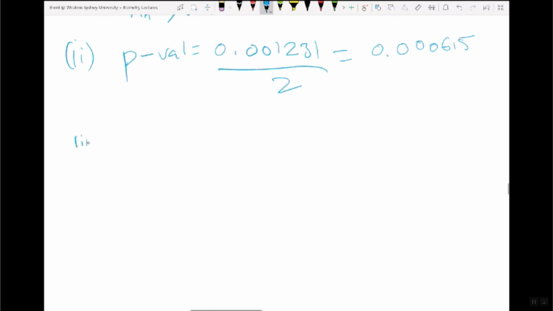Okay. Same thing again. The first part was just the decision: is this number bigger or smaller than the significance level? Then we have a conclusion in the context of the question. Everyone happy with that? Cool.